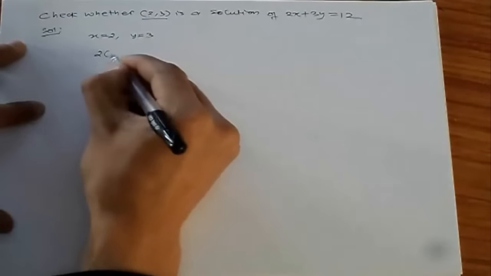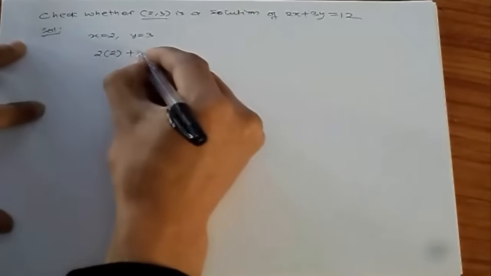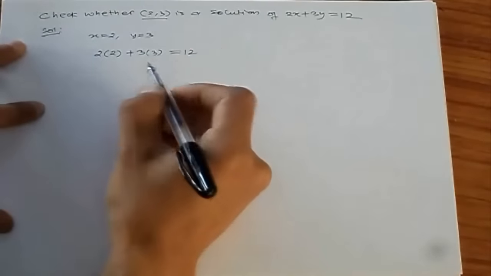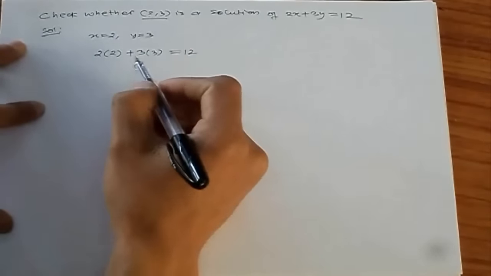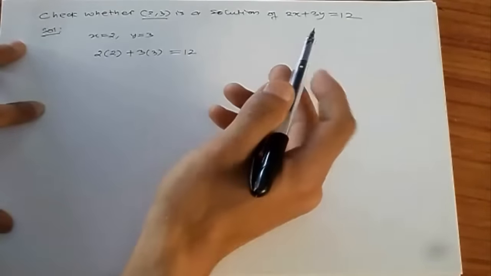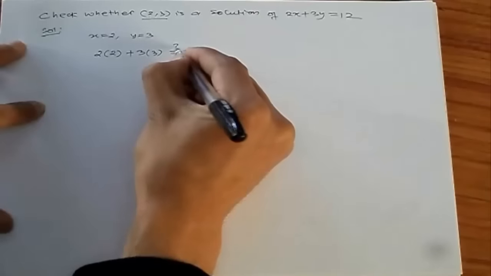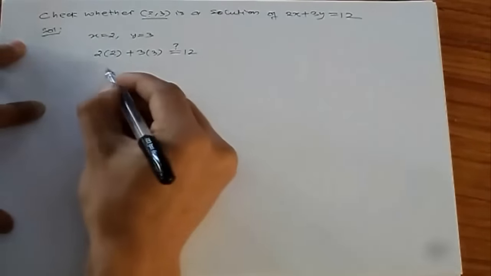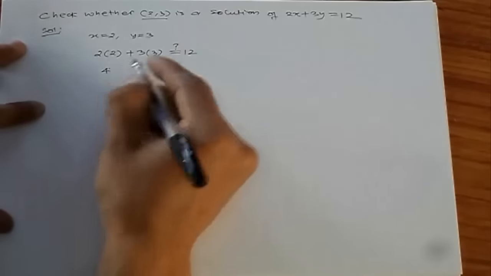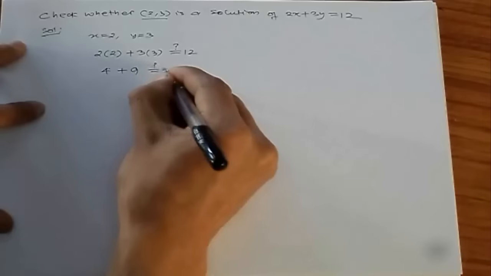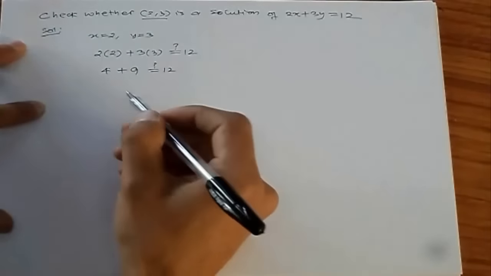So 2 into 2 plus 3 into 3 equal to 12. But at present we are not sure whether the ordered pair is a solution of this given linear equation or not. So we are going to put a question mark. We are not sure. Now simplify. 2 into 2 equals 4, plus 3 into 3 equals 9, and still we are going to put a question mark because we are not sure.